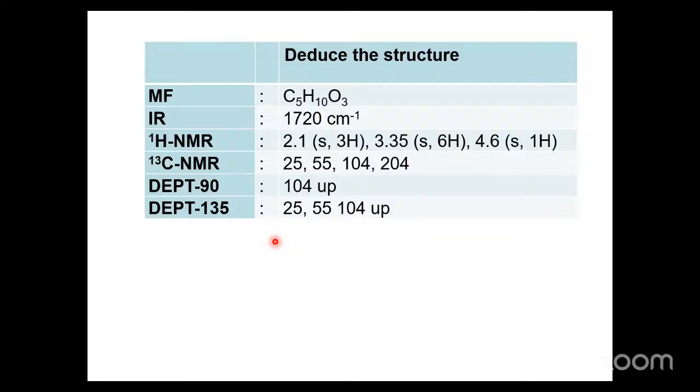Let us try to deduce the structure of this molecule. We have the molecular formula C5H10O3. IR has been given, H1 NMR has been given, C13 NMR has been given, and DEPT 90 and DEPT 135. Your time starts now. Please give the structure of this molecule within 2 minutes. Very simple molecule.